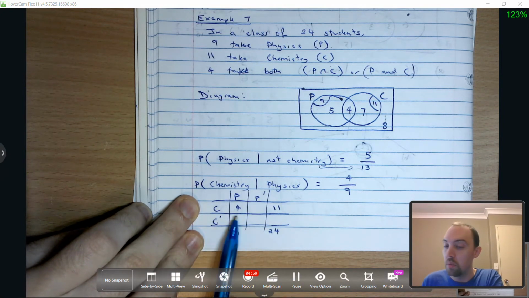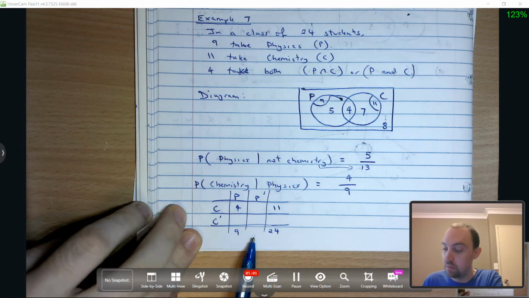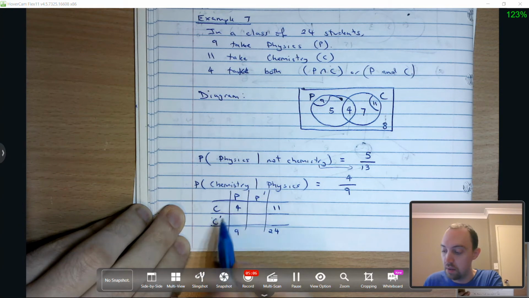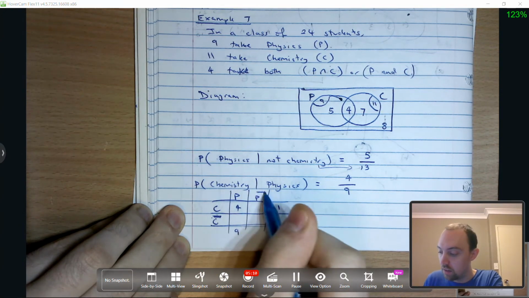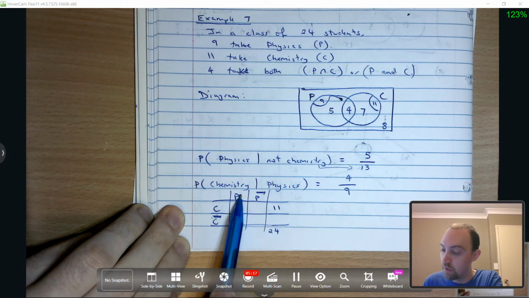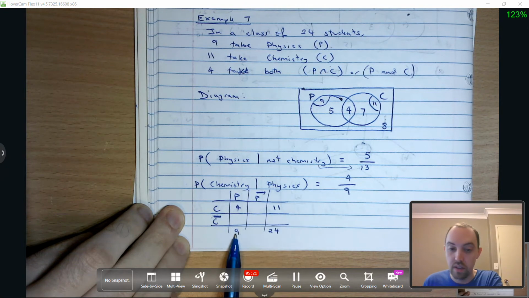Two-way tables can help when there's two characteristics, as I was mentioning before, and it looks a little bit like this. We have chemistry, not chemistry. You might see it with the line above instead. Physics and not physics. And we can fill in: 4 take both physics and chemistry, 24 in total, 11 take chemistry, 9 take physics.